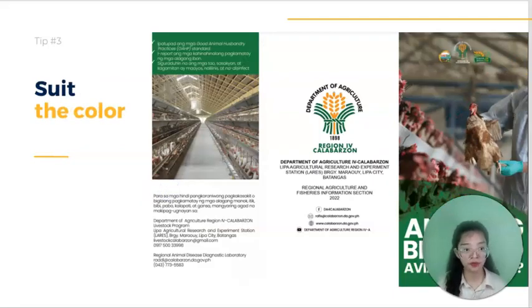So third, let's move on to the color. Suit the color of the cover to the subject of the publication. So here's an example. Ano ang bird flu o avian influenza? This is a leaflet produced by the Department of Agriculture, Region 4A, about the bird flu. So as we can see, the leaflet is in the color of green, which represents agriculture.